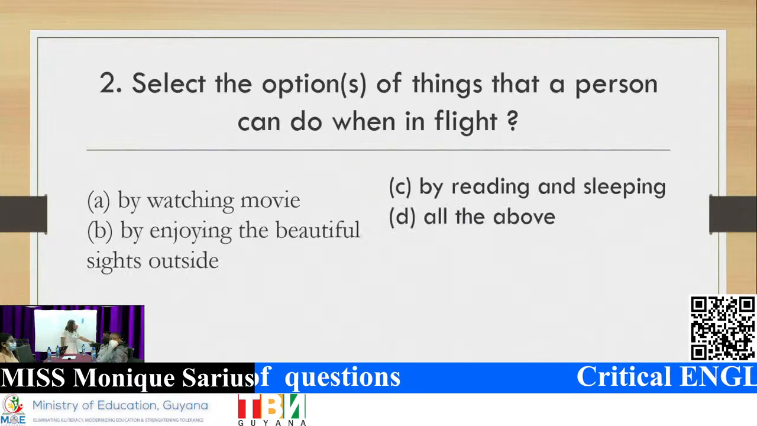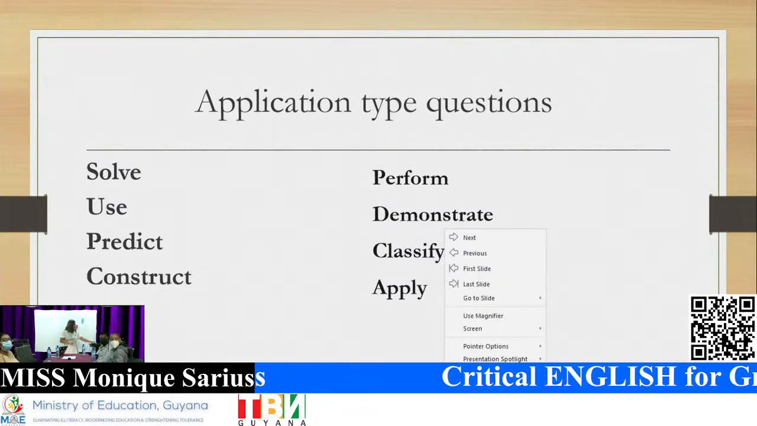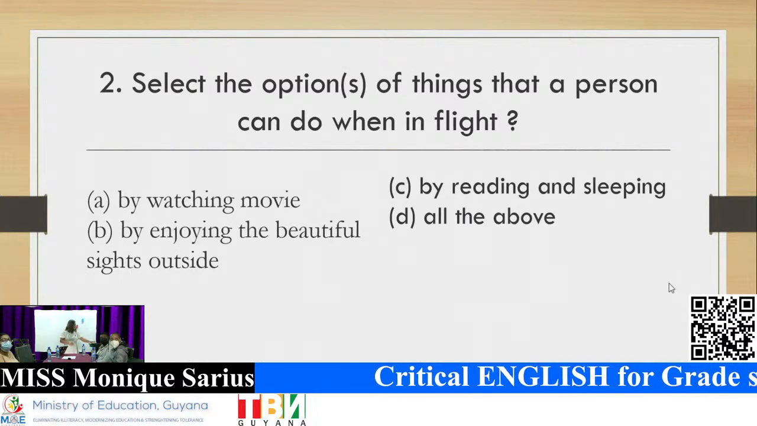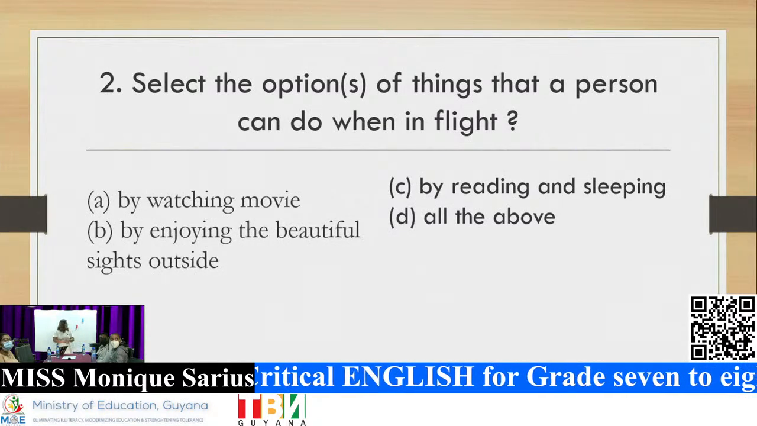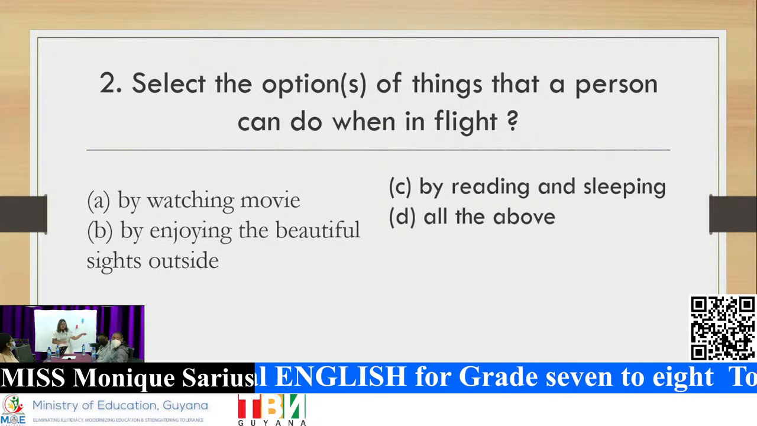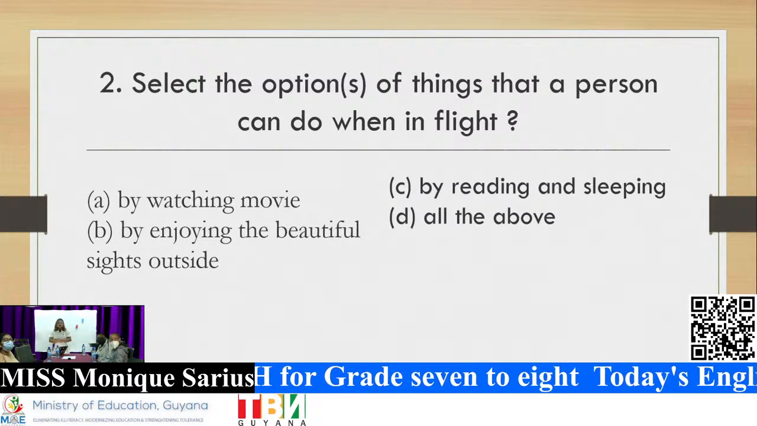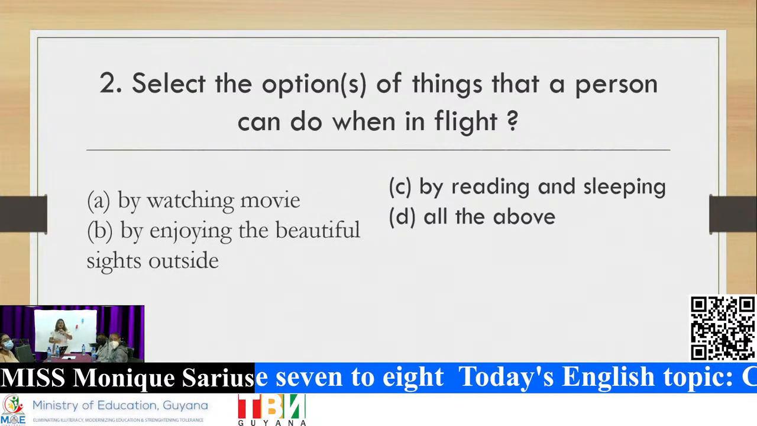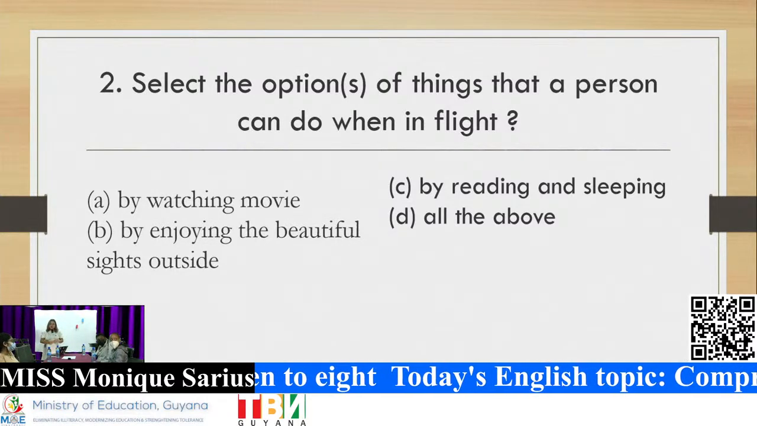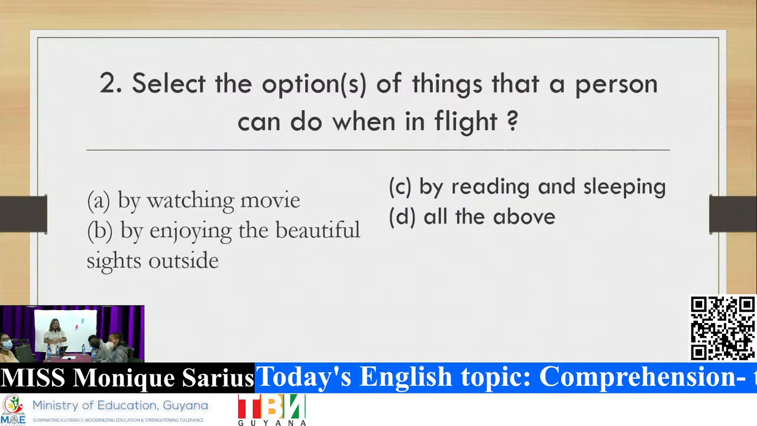So let's go back to our passage. I missed one of my questions there. There's supposed to be 1 and 2. Anyway, let's go to the 2. Select the options of things that a person can do when in flight. Remember we were talking about the airplane thing? So first of all, identify the type of question this is. Is this knowledge? Is this comprehension? Or is this application?